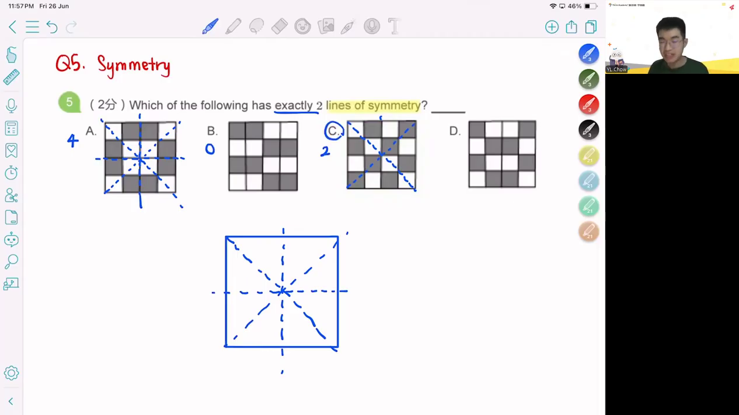So my answer is C. For D, there is only one line of symmetry, right? Which is the vertical line of symmetry. So we choose C as our answer for question 5.